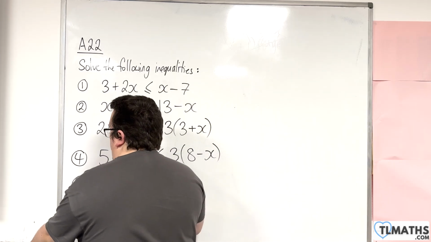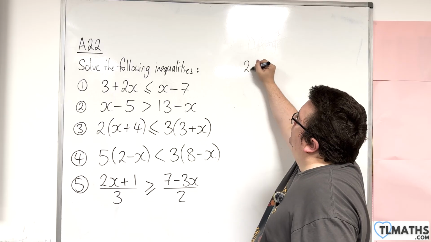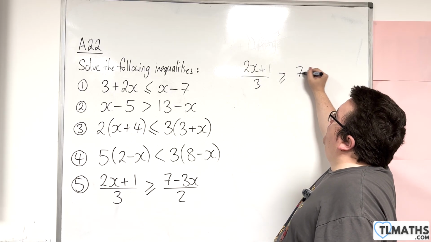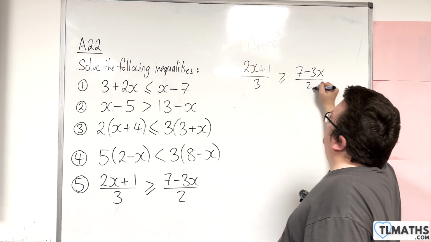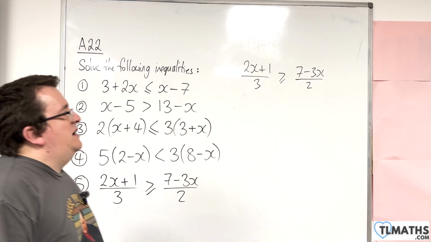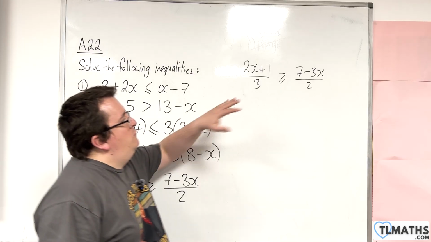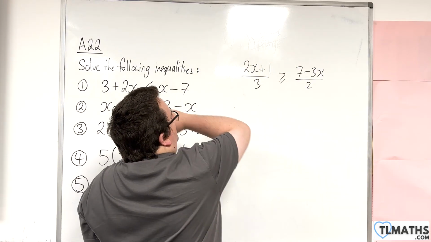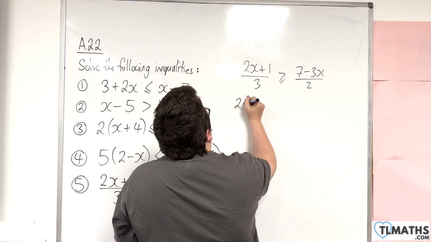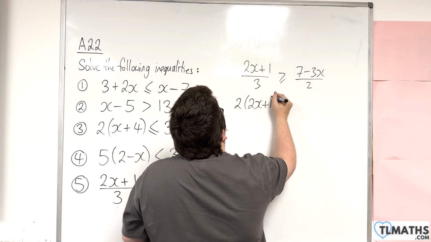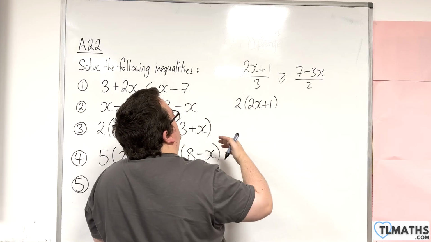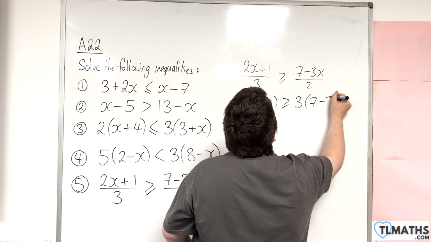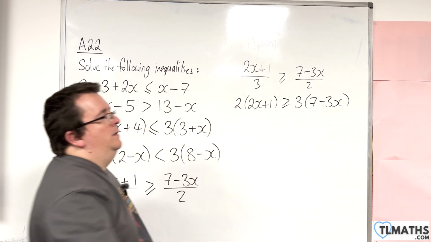Last one, number 5. 2x plus 1 over 3 is greater than or equal to 7 take away 3x over 2. So the first thing I'm going to do is get rid of these fractions. I'm going to multiply both sides by 3. I'm going to multiply both sides by 2. So I'm going to get 2 lots of the 2x plus 1, multiplying both sides by 2. Multiplying both sides by 3, I'm going to get 3 lots of 7 take away 3x. And in doing so, the fractions have gone.